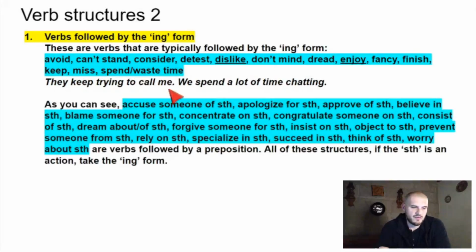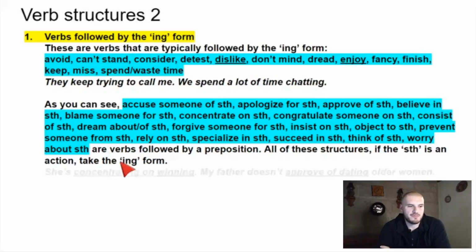all of these verbs are verbs that have a preposition, okay? In all of these structures, if the something is an action, it would take the ing form. What do I mean? Okay, so I apologize for something. So for example, I apologize for talking to your girlfriend, or approve of something. Yes, I approve of doing that. Believe in something. I believe in working hard, right? All of the verbs working, ing, right?